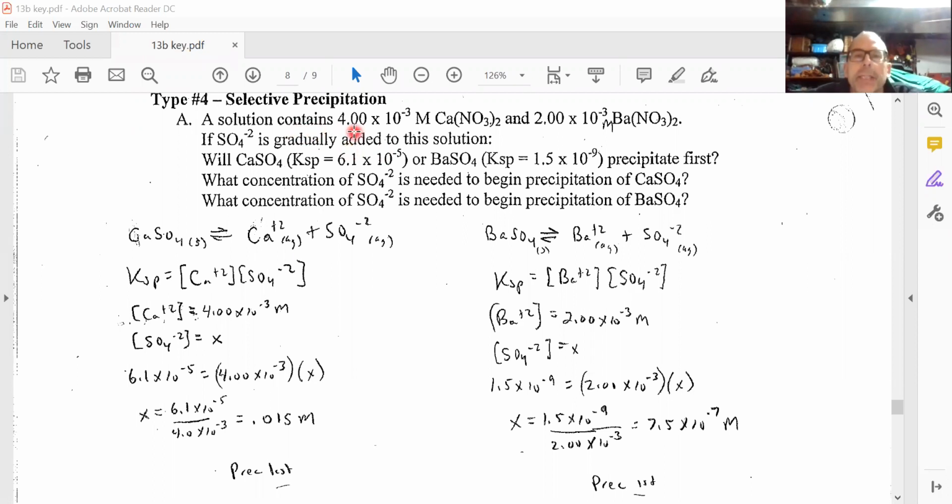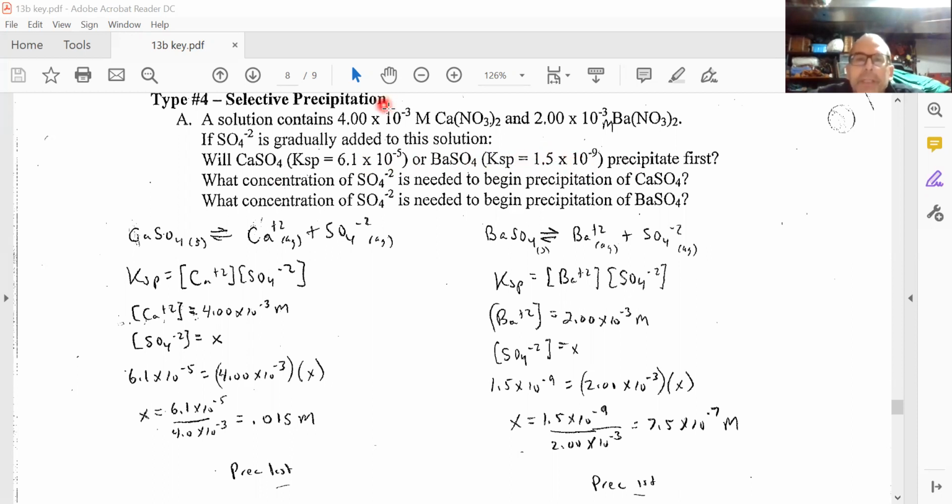We have a solution that contains 4 times 10 to the negative third molar of calcium nitrate and 2 times 10 to the negative third molar of barium nitrate. If sulfate ion is gradually added to this solution, which will precipitate first, the calcium sulfate or the barium sulfate? Both look rather insoluble, but the barium sulfate looks even more insoluble than the calcium sulfate, so I think that would precipitate first.